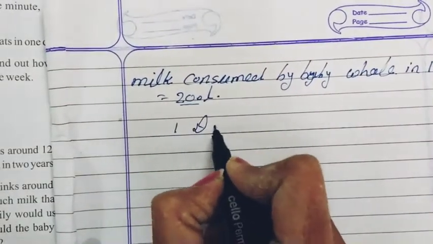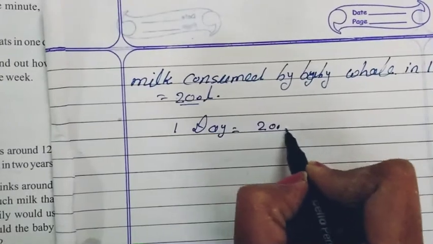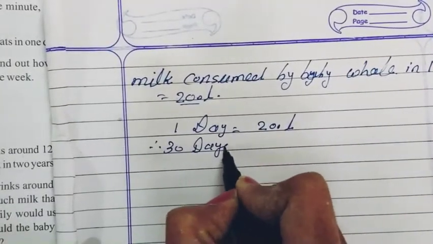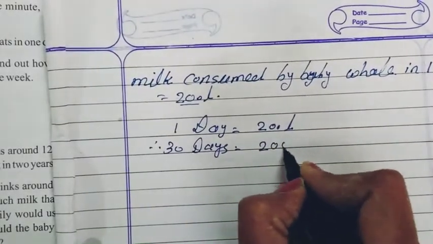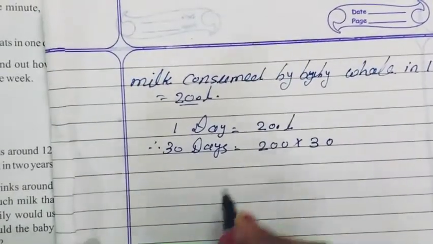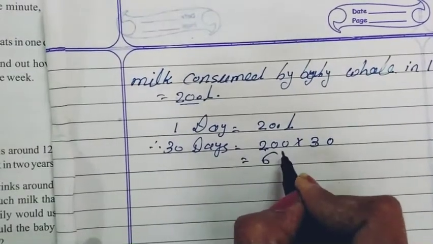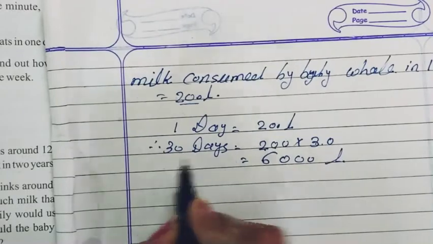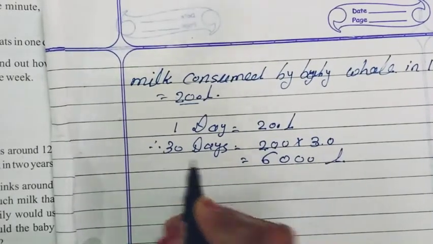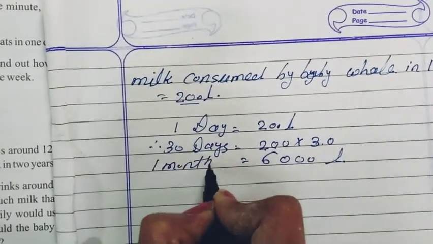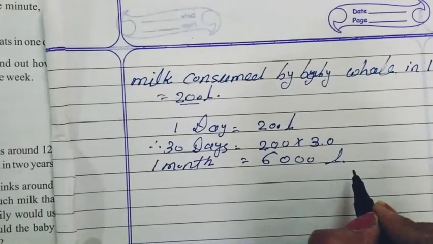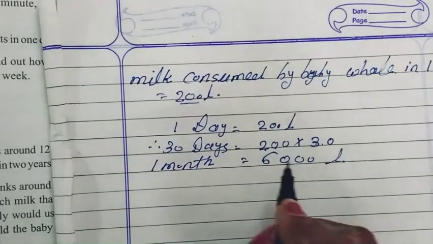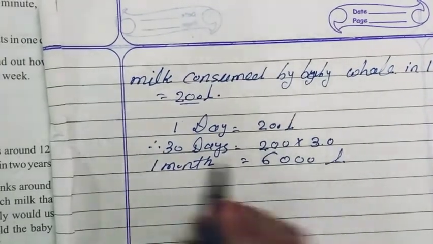1 day is equal to 200 liters. Therefore 30 days is equal to 200 multiplied by 30. So 2 3s are 6, 1 2 and 3 0. So in 30 days, means what we will write instead of 30 days? In 1 month, 6000 liters of milk. So the 6000 liters of milk consumed by baby whale in 1 month.